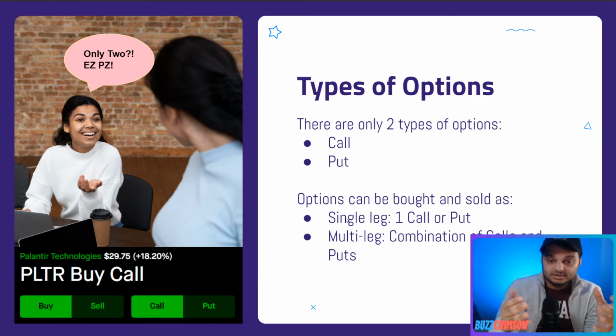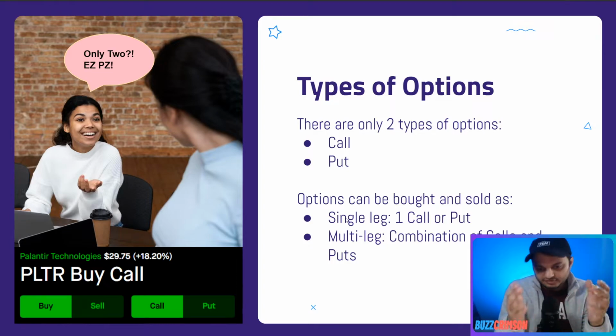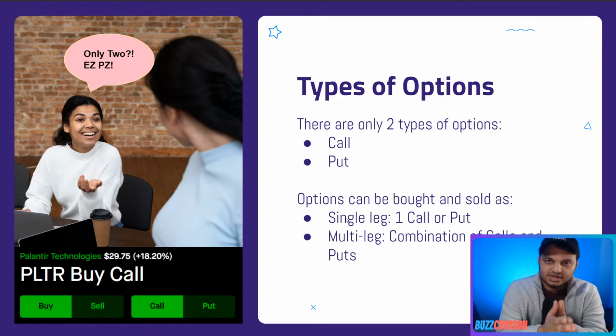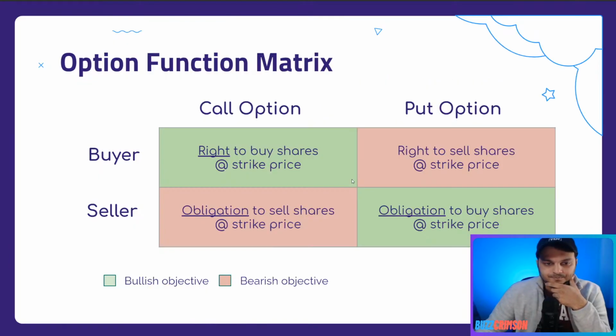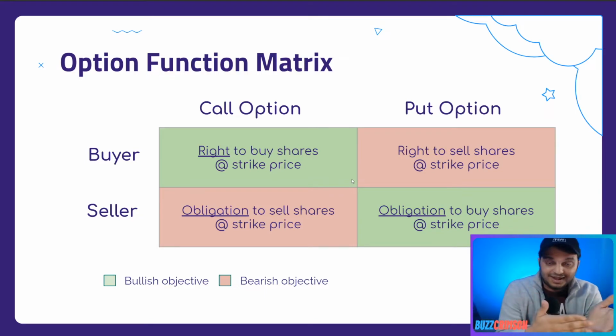It's really important that you understand how single leg option contract strategies work, and then you can move on. If you understand how single leg strategies work, multi-leg will be easy for you. Okay, so we're going to start with single leg for now in this video. As I say, there's only 4 types of orders: buy and sell for a call, buy and sell for a put.